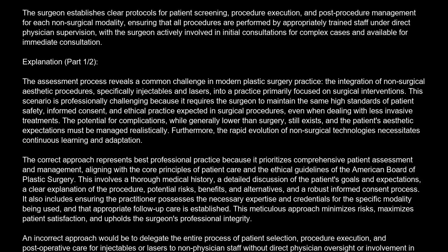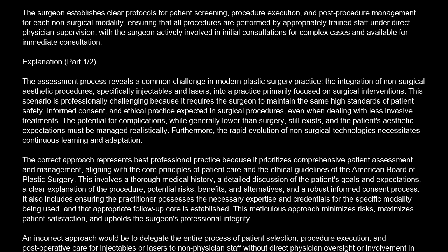Explanation: The assessment process reveals a common challenge in modern plastic surgery practice: the integration of non-surgical aesthetic procedures, specifically injectables and lasers, into a practice primarily focused on surgical interventions. This scenario is professionally challenging because it requires the surgeon to maintain the same high standards of patient safety, informed consent, and ethical practice expected in surgical procedures.